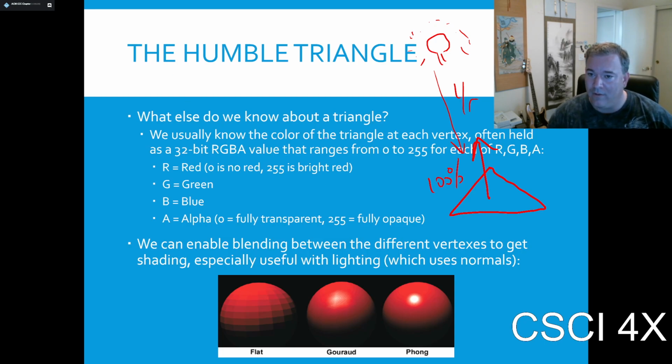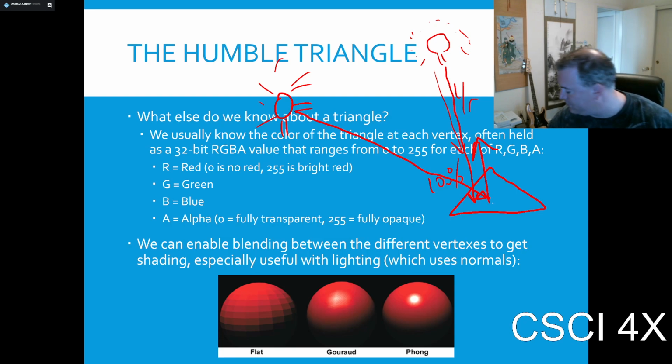So the lighting is based on how far you are away from the light, and also the angle. If you have a light bulb over here, this normal vector is pointed this way. If it's pointed straight at the light, you get 100% lighting. If it's pointed this way at an angle, you get less light.